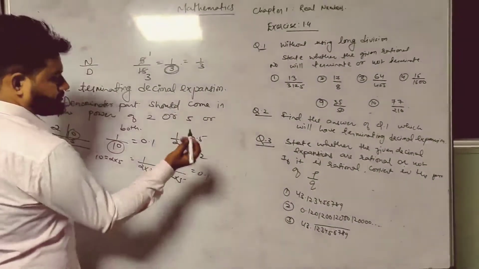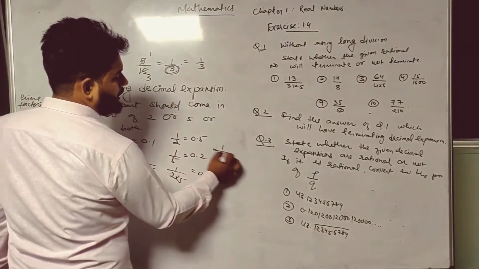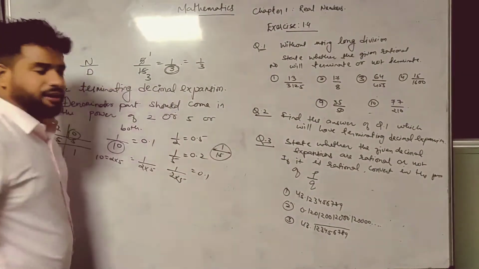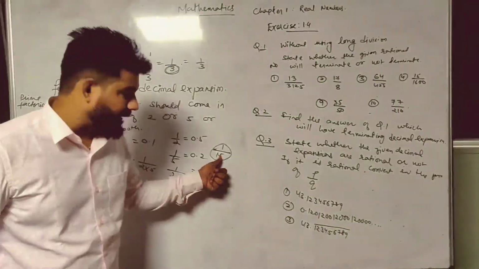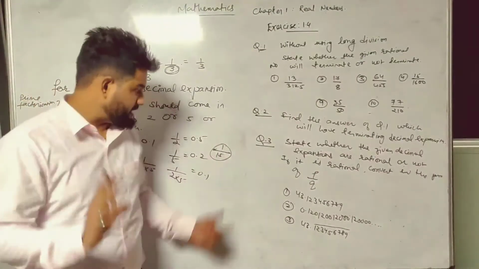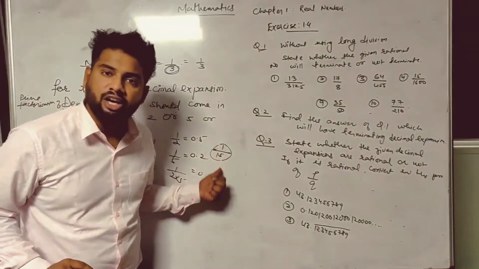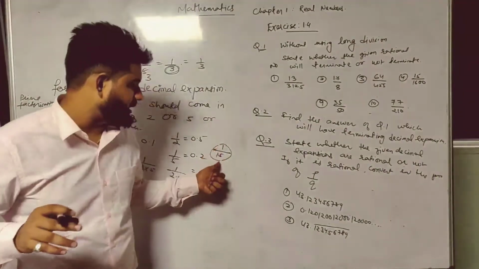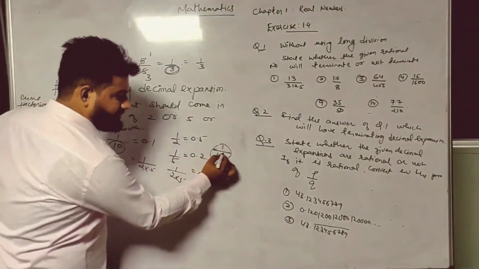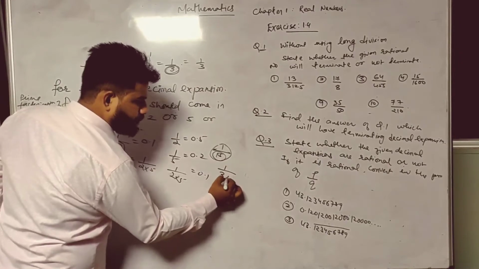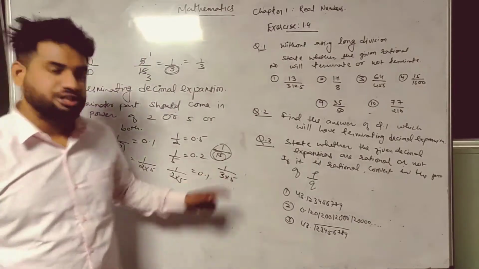For example, 1 by 15. Whether it will be a terminating or non-terminating decimal expansion? So do the prime factorization first of all. Check whether any other common factor is there between numerator and denominator. No, there is no other common factor. So after looking at that, now do the prime factorization of 15. So 1 upon 3 into 5, that is the prime factorization of 15.